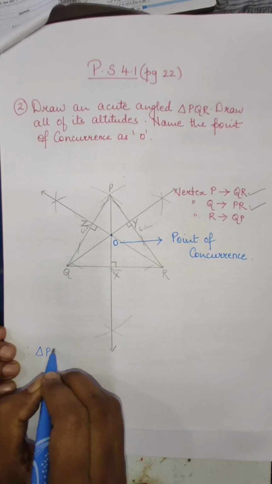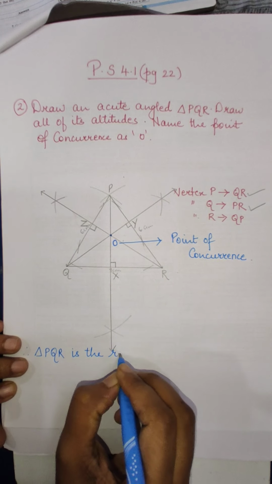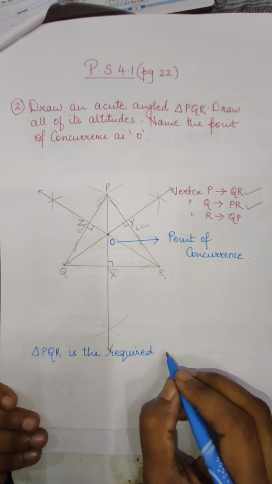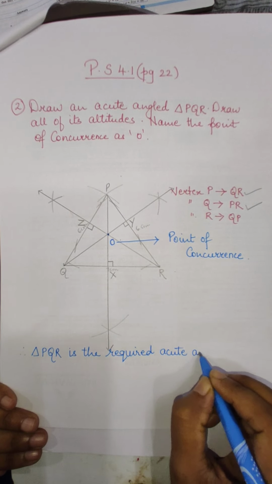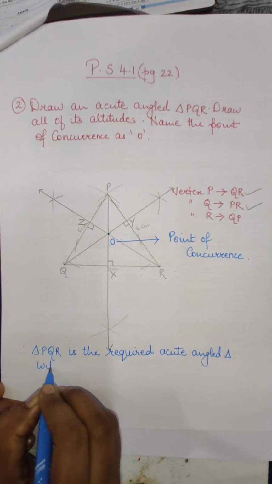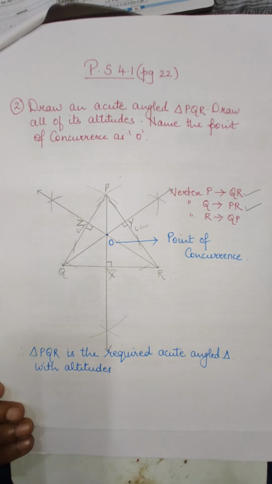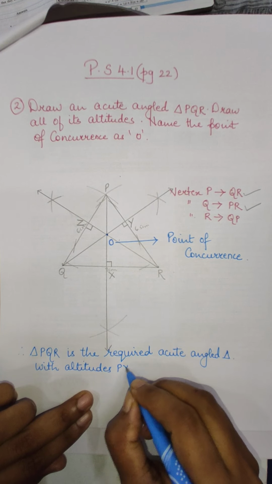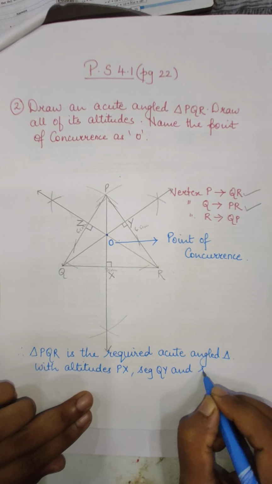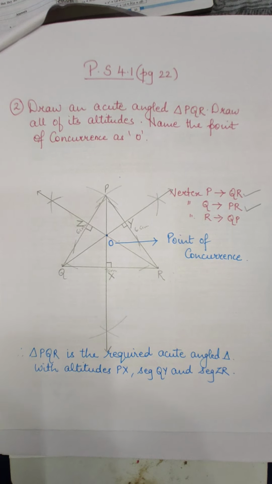Therefore, triangle PQR is the required acute angled triangle with altitudes PX, QY and RZ. Now the remaining sums we are going to see in our next video.